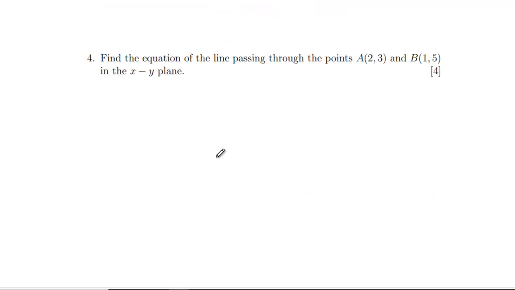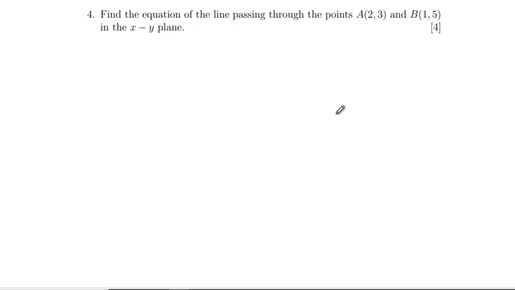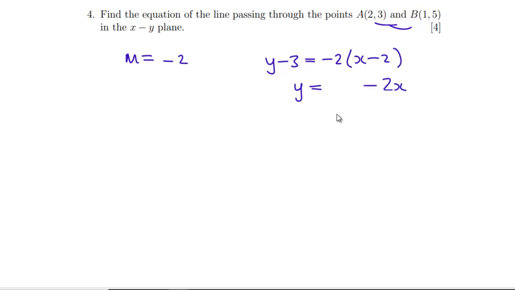Question 4, find the equation of the line passing through those points in the xy plane. So the gradient is equal to, well, change in y over change in x, so up 2, down 1, so minus 2. So we've got y minus 3 equals minus 2, x minus 2. Yeah, I mean, that's it really, you don't really need much else, but let's change it around. So y equals 7 minus 2x, another 4 marks. Wowzers.